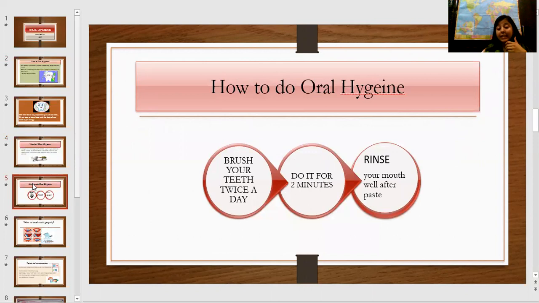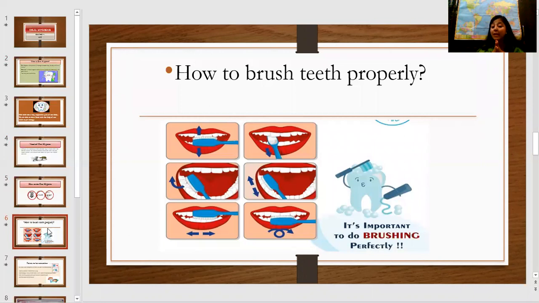How to do oral hygiene? It's very important to understand how you will do oral hygiene. So basically, brush your teeth twice a day. Yes, it's very important to brush your teeth twice a day to avoid any kind of gum disease, gum problems, or cavities. Do it for 2 minutes. Yes, brush your teeth for 2 minutes and rinse your mouth well after paste. So these are very important processes or steps to maintain oral hygiene. Okay, so how to brush teeth properly? It's very important to know how we should brush our teeth properly to avoid any kind of gum problems.